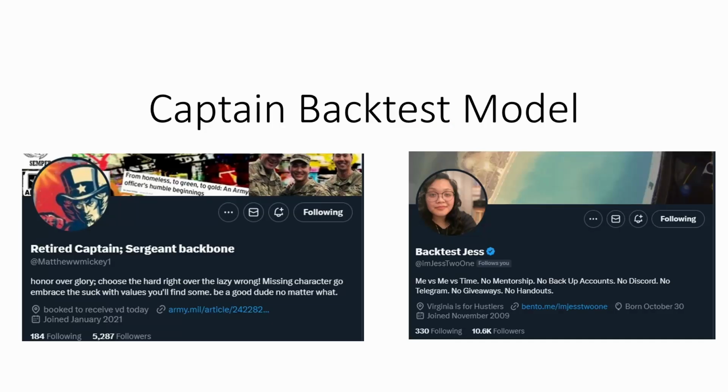Okay, so this is called the Captain Backtest model because it was created by Matthew Mickey 1 and I'm just 21 on Twitter. Give them a follow. They're both extremely intelligent people. Captain Mickey is a U.S. Army veteran. He was a captain and he was a financial officer.